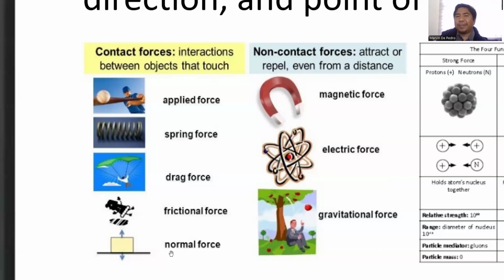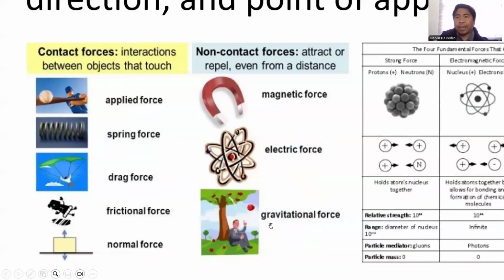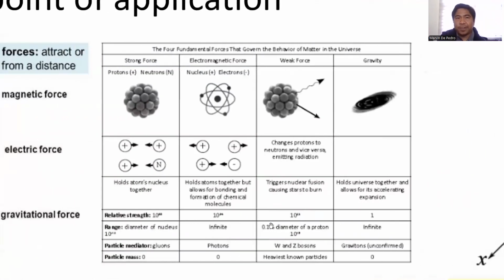Some non-contact forces are magnetic force, electric force, and gravitational force. Actually, we can classify them further as the four fundamental forces that govern the behavior of matter in the universe. We have the strong force, which is the force between the particles within our atoms, the protons and neutrons. Protons and neutrons form the nucleus, and that is made possible through the strong force between them.